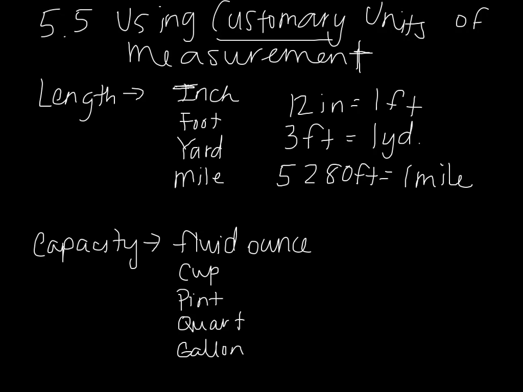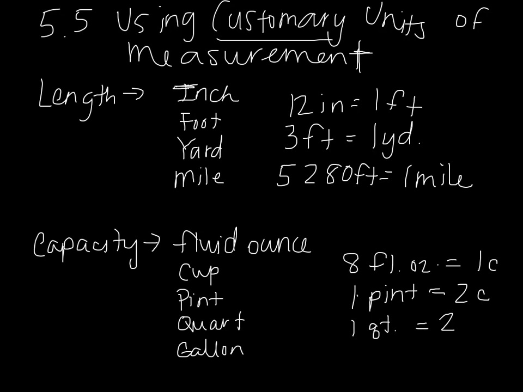Okay, so our conversions for this is 8 fluid ounces equals 1 cup, 1 pint, or PT, equals 2 cups, 1 quart equals 2 pints, and 1 gallon equals 4 quarts. Okay, so here's our customary units for length and capacity. Now let's talk about weight.